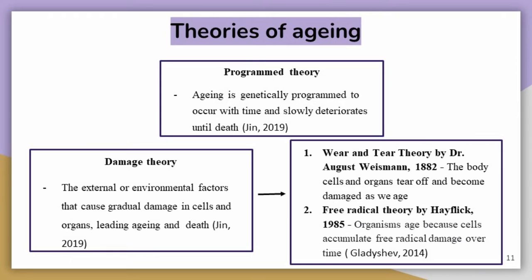Most theories of aging fall into 2 categories, which are program and damage theory. The program theory explains that aging is already genetically programmed to occur with time and slowly deteriorate until death. Meanwhile, damage theory is explained by external or environmental factors that cause gradual damage in cells and organs, leading to aging and death. Examples of damage theory are free radical theory and wear and tear theory.